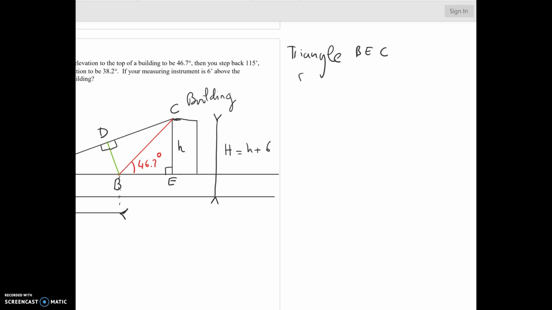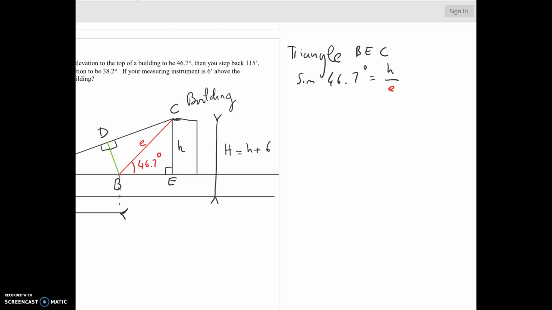BEC, sine of 46.7 degrees is equal to H over the hypotenuse, and if I call the hypotenuse C, H over C. The point is I don't know C.